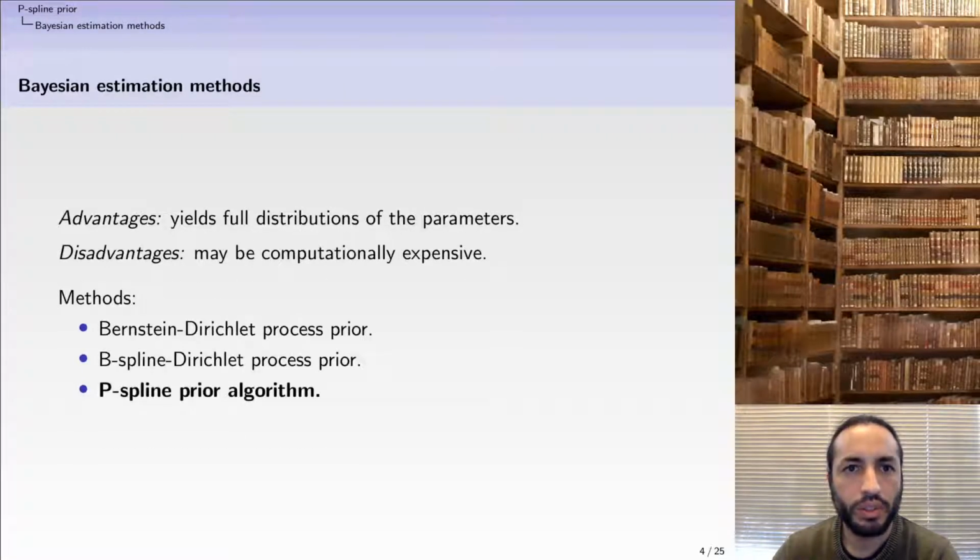The advantage of using Bayesian methods is that they yield the full posterior distribution of the parameters, which allows us to quantify easily the uncertainty of the estimates. However, they can be computationally expensive. In this presentation, we'll discuss the Bernstein-Dirichlet process prior and the B-spline Dirichlet process prior, which are the basis of our proposal, the P-spline prior algorithm. There are other Bayesian methods such as BayesWave that are not considered here, but we will consider in future work.